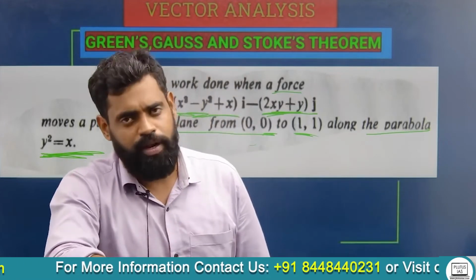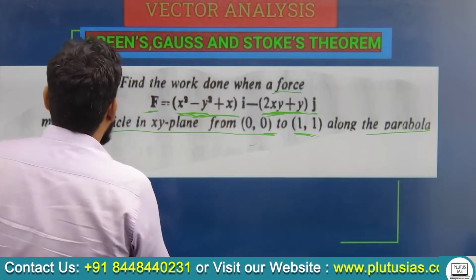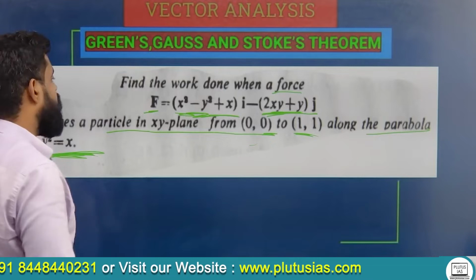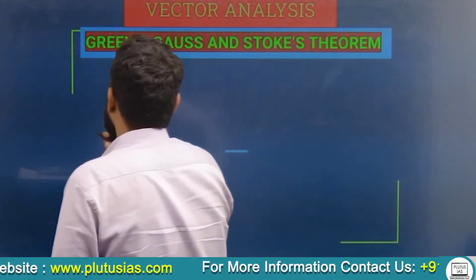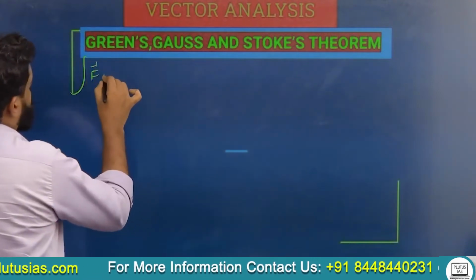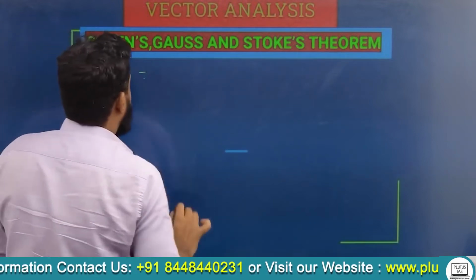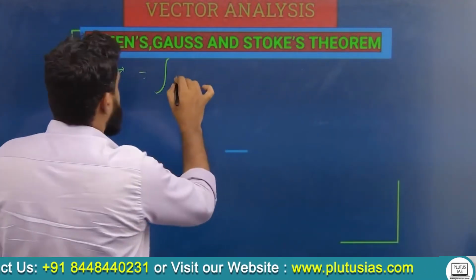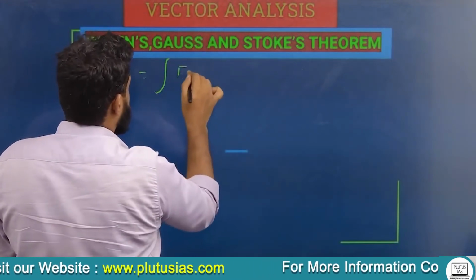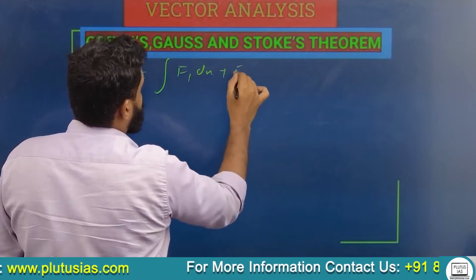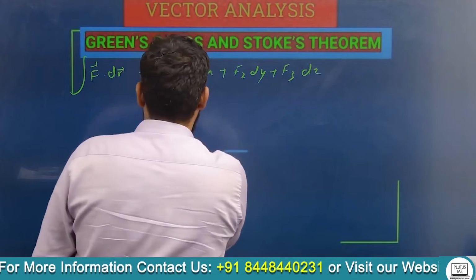then you can choose any path to go there. Any path to go, it's on you. But now in this case, it is given that y square equal to x, so we have to find the work done. So what would be the work done? Work done would be the integral of f dot dr. This would be, as I told you, f1 dx plus f2 dy plus f3 dz.